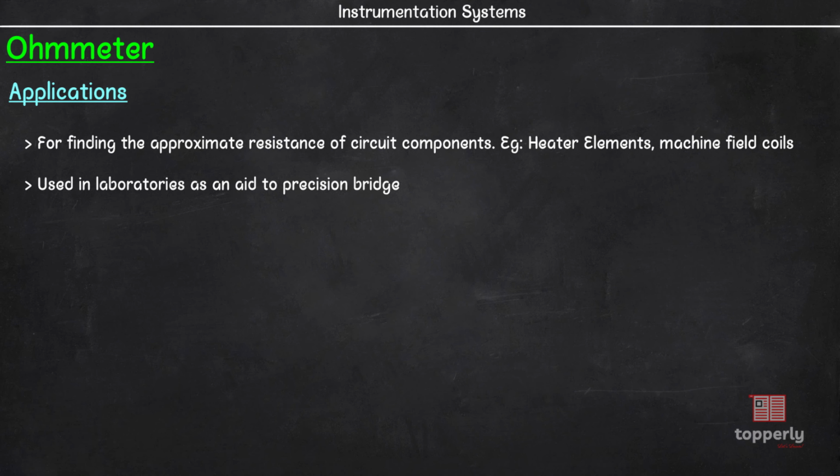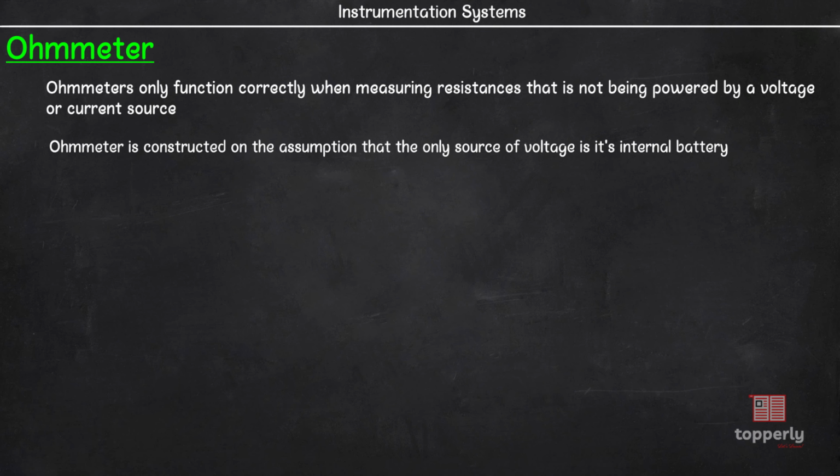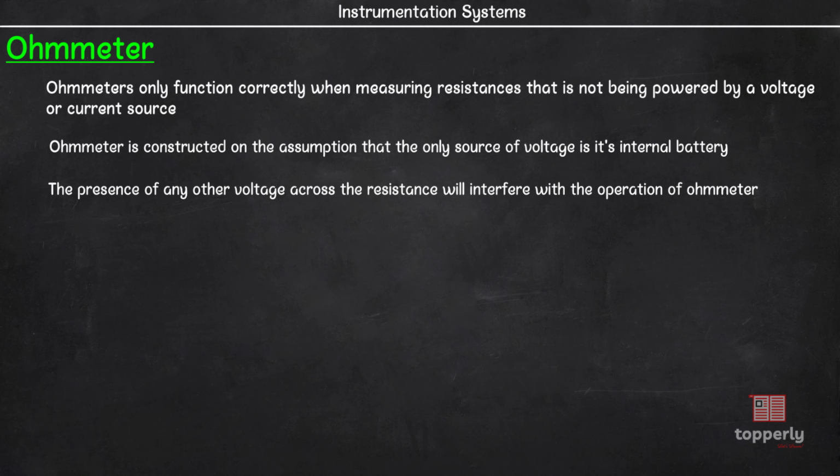Now before ending the lecture, there is one thing that needs to be known, and that is ohm meters only function correctly when measuring resistances that is not being powered by a voltage or current source. In other words, you cannot measure resistance with an ohm meter on a live circuit. The reason for this is simple. The ohm meter is constructed on the assumption that the only source of voltage is its internal battery. The presence of any other voltage across the resistance will interfere with the operation of ohm meter. It might even destroy the ohm meter.